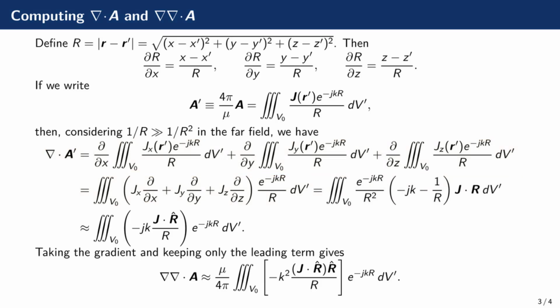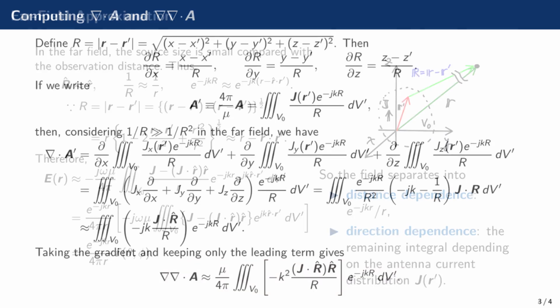Now we focus on the far field. So, the 1 over R term is dominant, and the terms with higher powers of 1 over R are negligible. Therefore, the result can be approximated as shown here. If we differentiate once more and take only the dominant term, we obtain the gradient of the divergence.